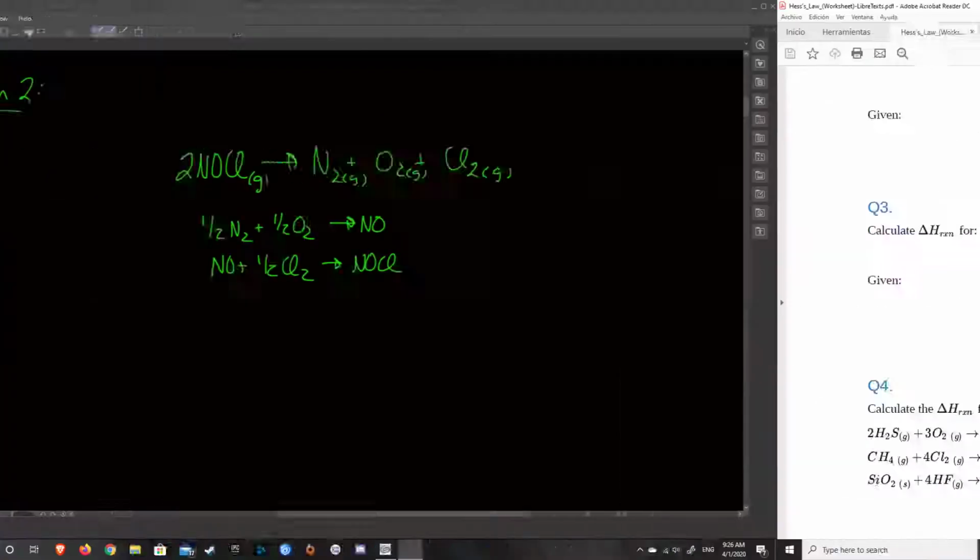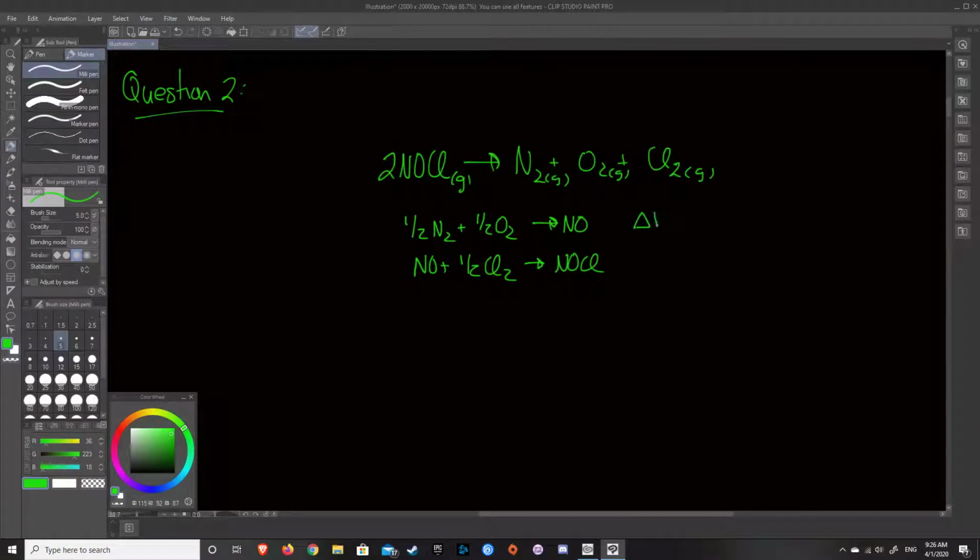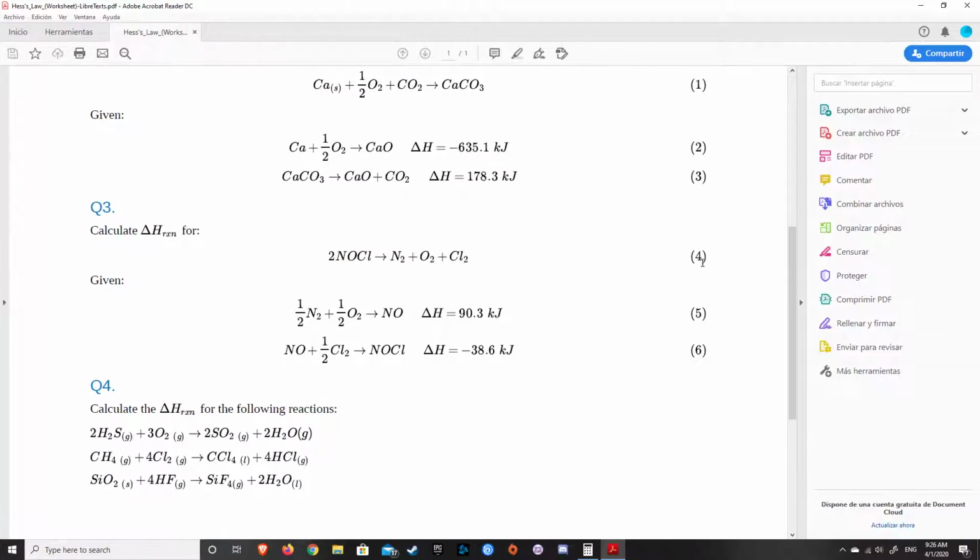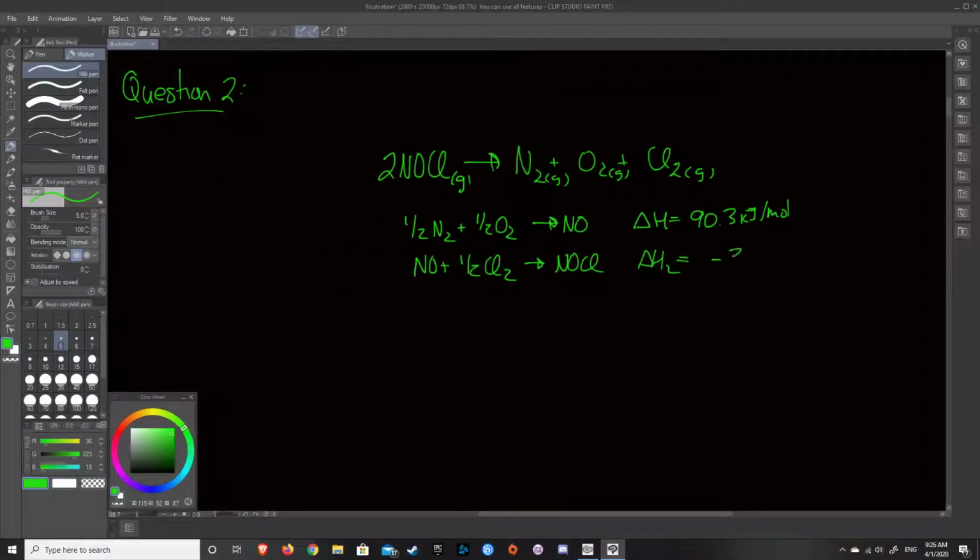And 90.3 kilojoules for the first one. Delta H1 equals 90.3 kilojoules per mole. And delta H2 is equal to negative 38.6 kilojoules per mole. And we want to find, again, what we're looking for, delta H of reaction.